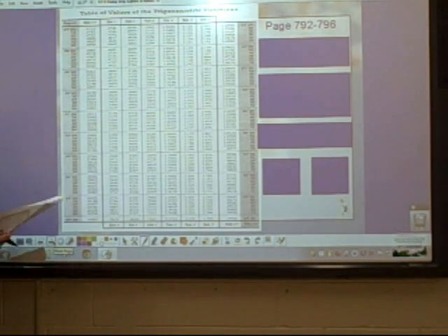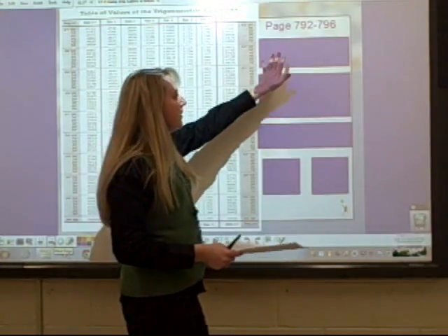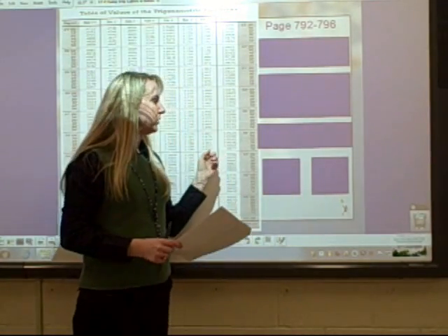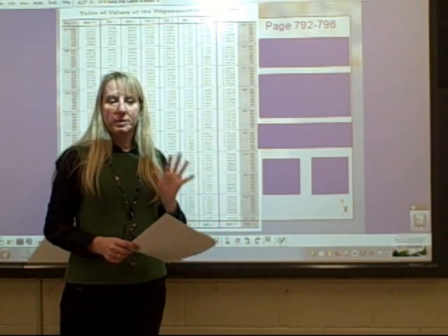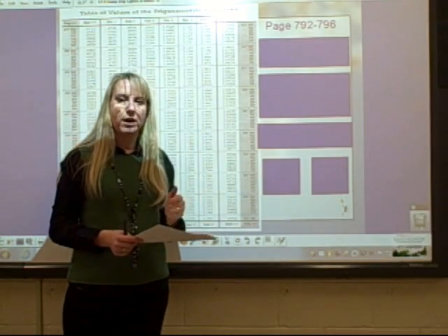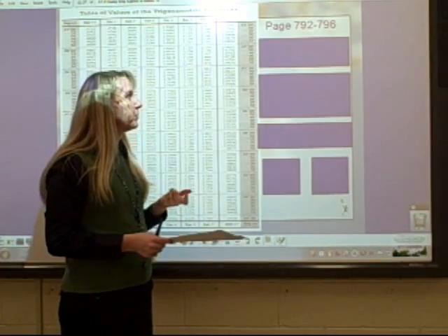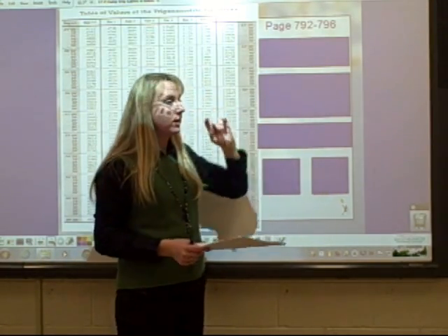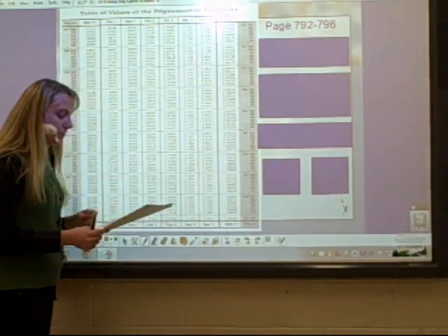Okay, up here it says pages 792 and 796. So you need to get your books out because this is really blurry. You're going to maybe be able to watch me go through there or see it on your handout. But I would get your book out so that you can turn it to page 792 and 796 to follow along with me.